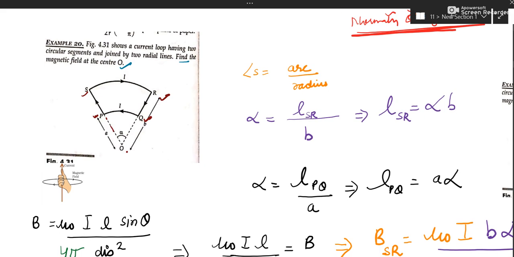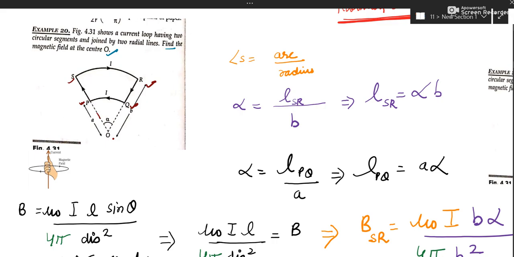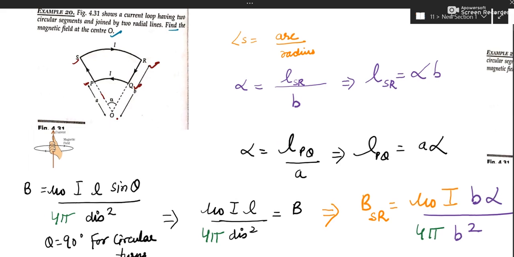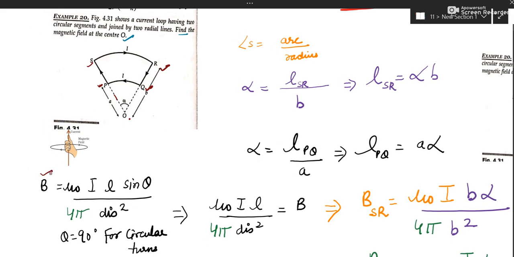Okay, now this is not a semicircular loop, this is not like a quarter, but then what is it? How to deal with such a situation? In that situation we will use Biot-Savart's law. So we'll use Biot-Savart's law: B is equal to mu naught by 4 pi, I dl sine theta by distance square.